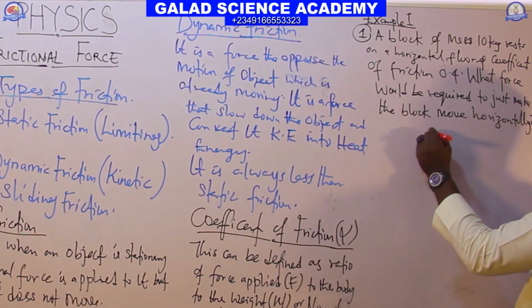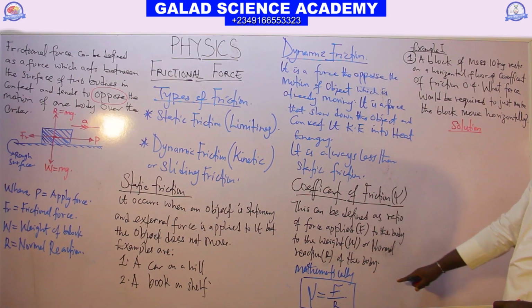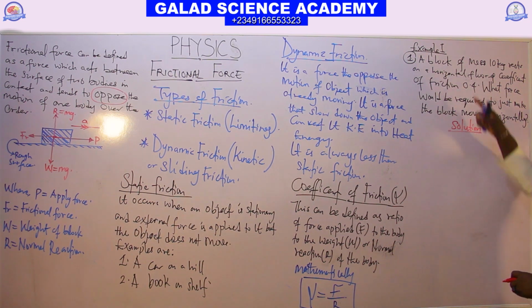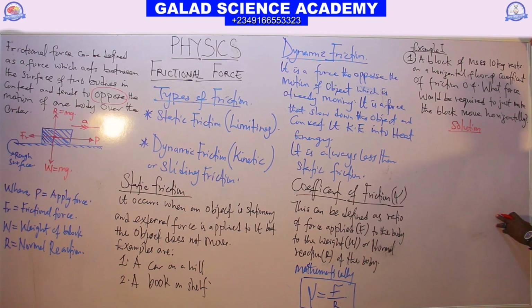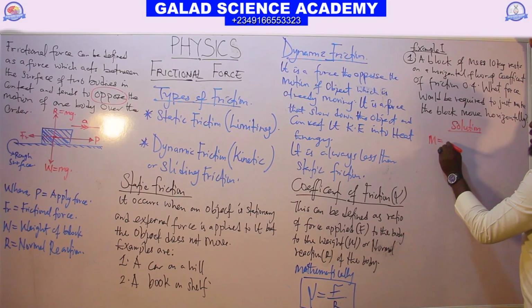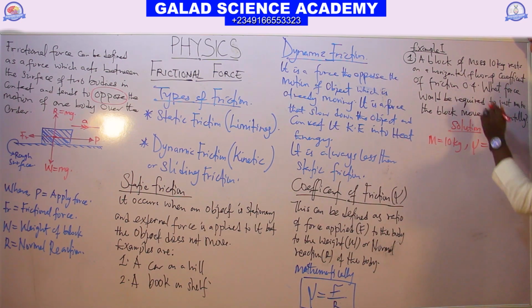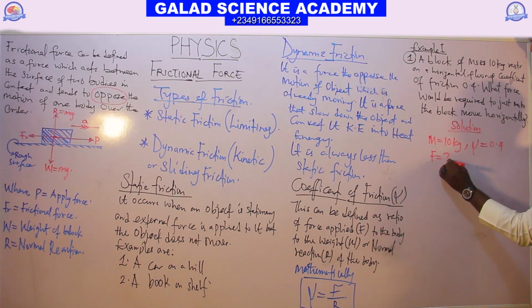Solution. Let us solve this simple question by applying the coefficient of friction. A block of mass 10 kg rests on a horizontal floor. We are given that the mass of the block is 10 kg, and the coefficient of friction mu is 0.4. What force is required to just make the block move? That is the applied force.